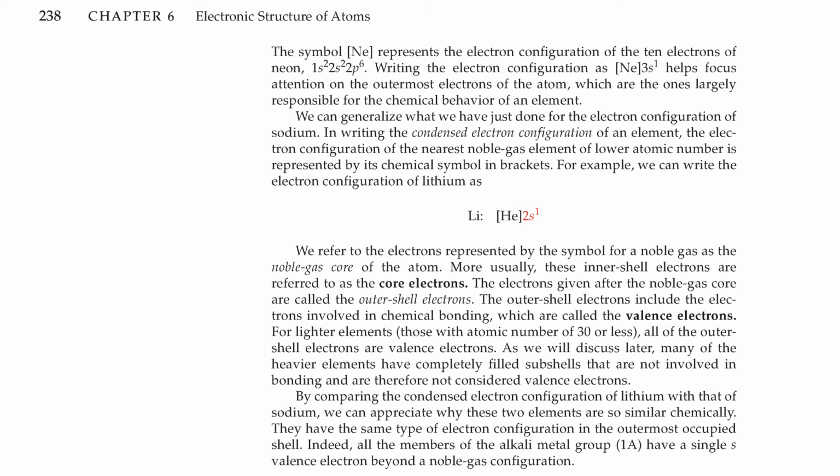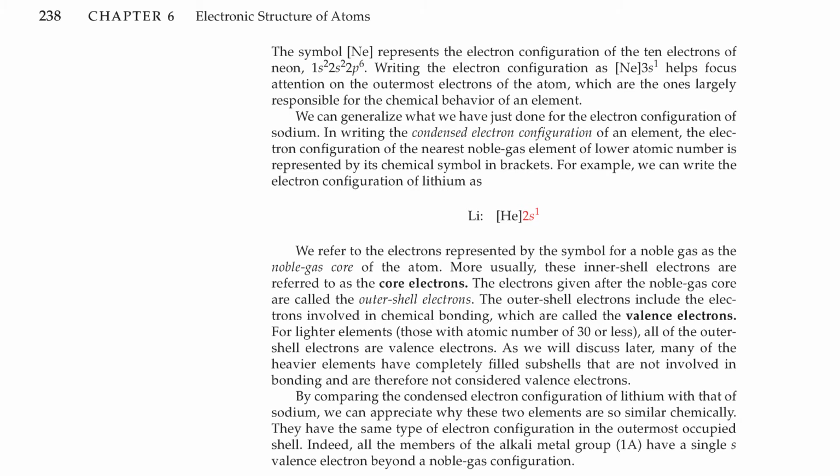For example, we can write the electron configuration of lithium as [He]2s1. We refer to electrons represented by the symbol for a noble gas as the noble gas core of the atom. More usually, these inner shell electrons are referred to as the core electrons. The electrons given after the noble gas core are called the outer shell electrons. The outer shell electrons include the electrons involved in chemical bonding, which are called the valence electrons. For lighter elements, those with atomic number 30 or less, all of the outer shell electrons are valence electrons.